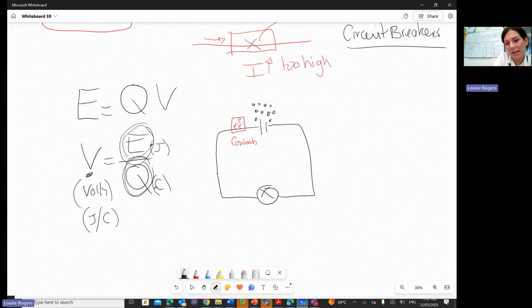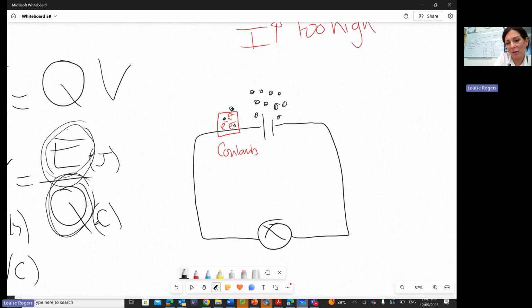As they go by, they pick up a little bit of energy on their way through. And this is a volt. It's basically how much energy per unit charge it has picked up. Then it takes that round to the lamp and drops off that energy, and there's work done at the lamp. And remember, work done is force times distance. That's basically the friction that's caused.